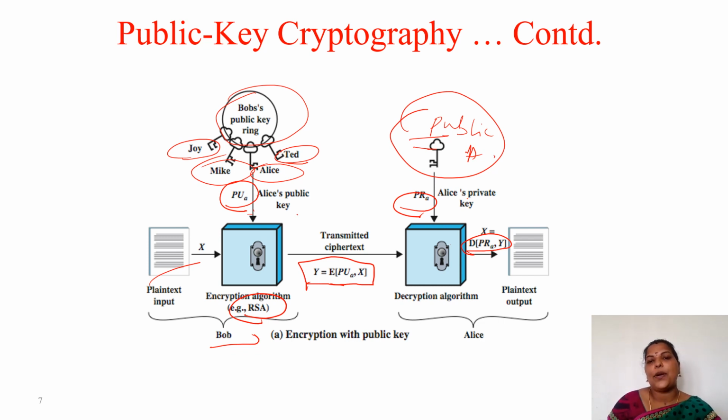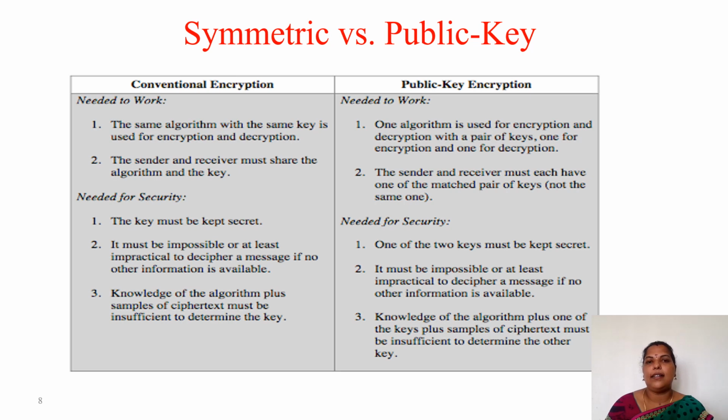Similarly, if Alice wants to send a message to Bob, Alice has to take Bob's public key, encrypt, and send it. Like that, the same process continues. So each and every person, whoever is the sender and whoever is the receiver, both of them have two keys: one is the public key and another is the private key. The private key is always kept confidential with them. The public key is shown to everyone. So this is the difference between symmetric and asymmetric key, or private key and public key cryptography.